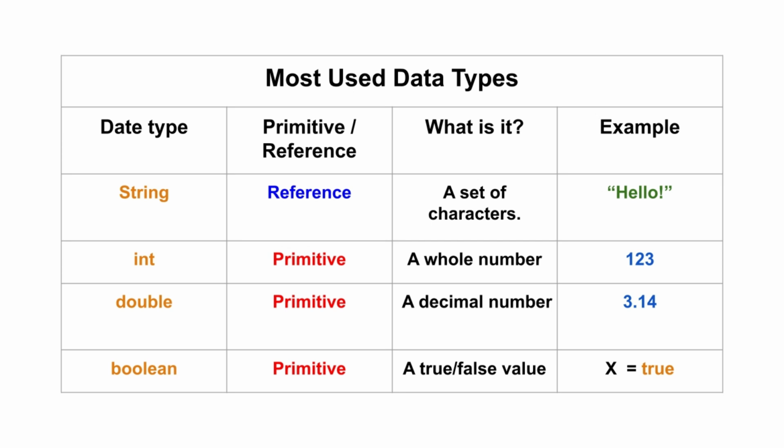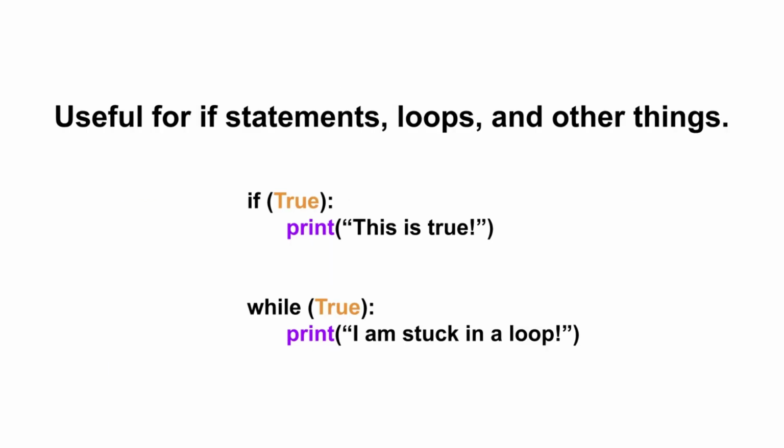The last data type we have is the Boolean data type. This is a primitive data type and holds either a true or false value. We can use Booleans in if statements, loops, and for other things. We will learn about them in upcoming videos, God willing.